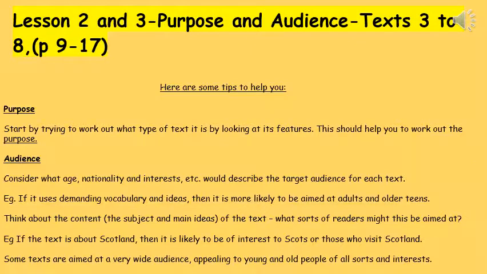Here are some tips to help you as you look at text 3 through to text 8. Purpose. Start by trying to work out what type of text it is by looking at its features. These should help you to work out the purpose. And then after that, audience. Consider what age, nationality and interest would be described as the target audience for each text. E.g., if it uses demanding vocabulary and ideas, then it's more likely to be aimed at adults or older teens.